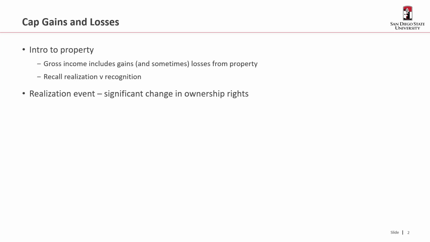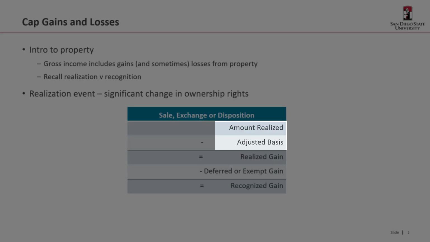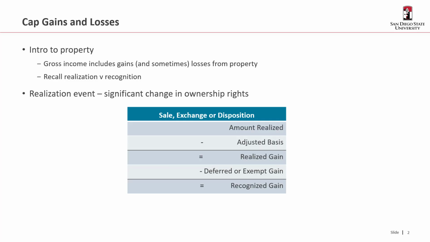Okay, so first we need to start with a little introduction to sales of property. So gross income includes gains, almost always gains, and sometimes losses from the sale of property. So recall our realization versus recognition standards. A realization event is that significant change in ownership rights. Typically, we think of that as being a sale, exchange, or disposition. And once we know that we have a realization event, we should be thinking amount realized minus adjusted basis, because that's going to throw off the realized gain or loss. And if that thing's not deferred or exempt, it's going to be recognized.